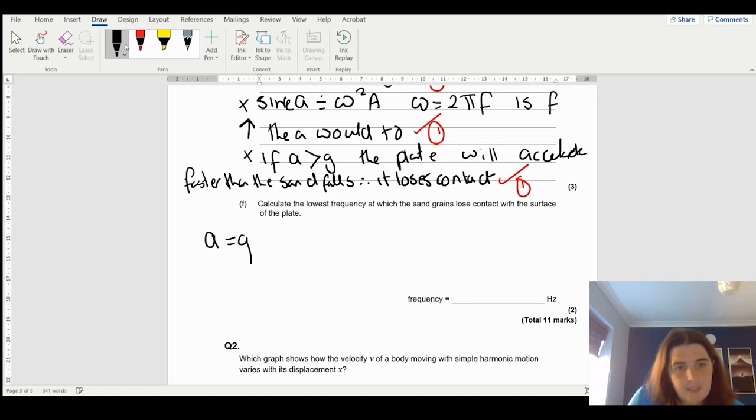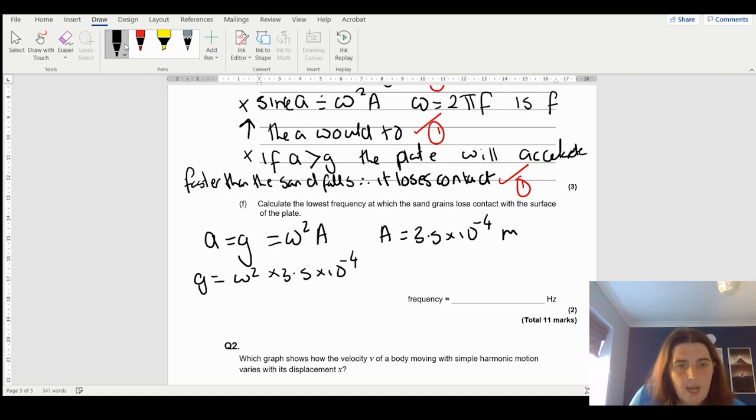So I've got a is going to be g, and that's going to be omega squared A. I know my amplitude is 3.5 times 10 to the minus 4 meters. So g equals omega squared times 3.5 times 10 to the minus 4. Omega squared is going to equal 9.81 divided by 3.5 times 10 to the minus 4. So that's going to be 28,028. Square root that, and I get omega is 167 rad per second.